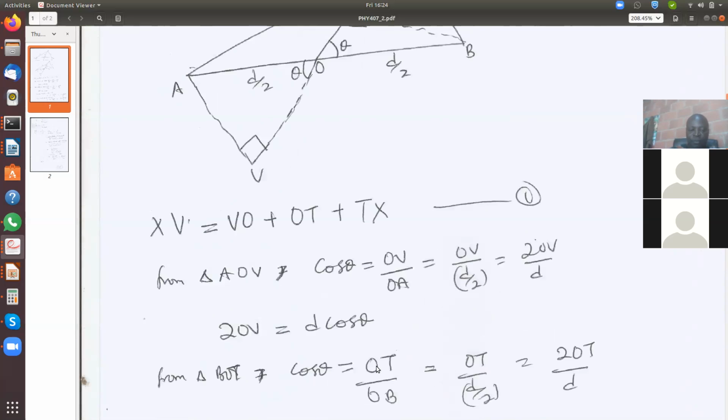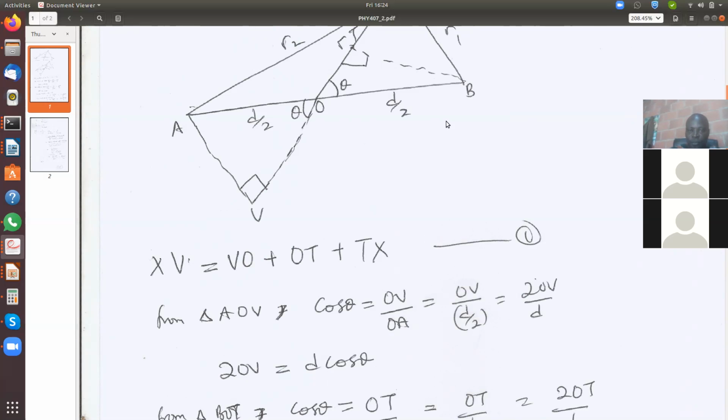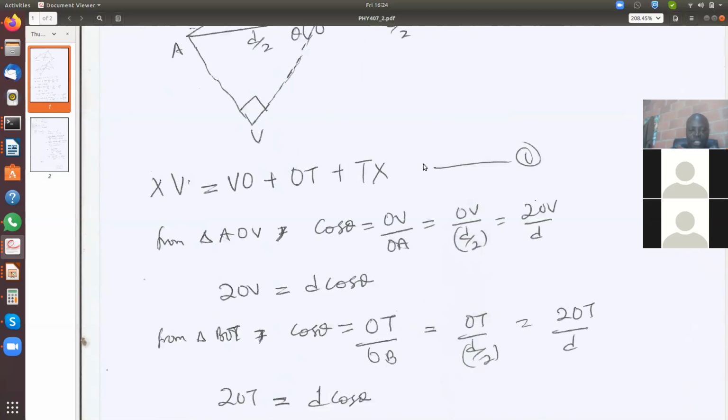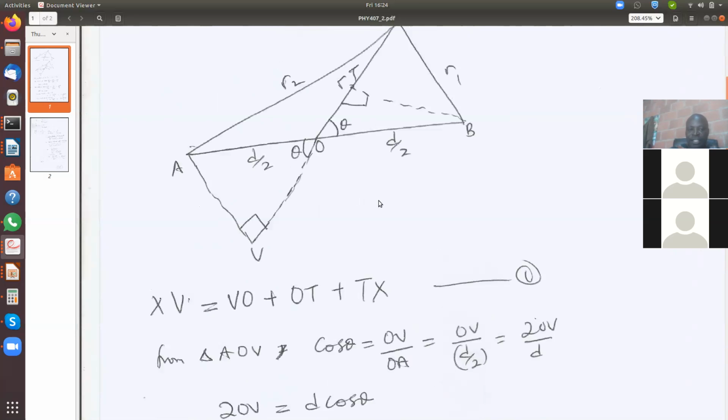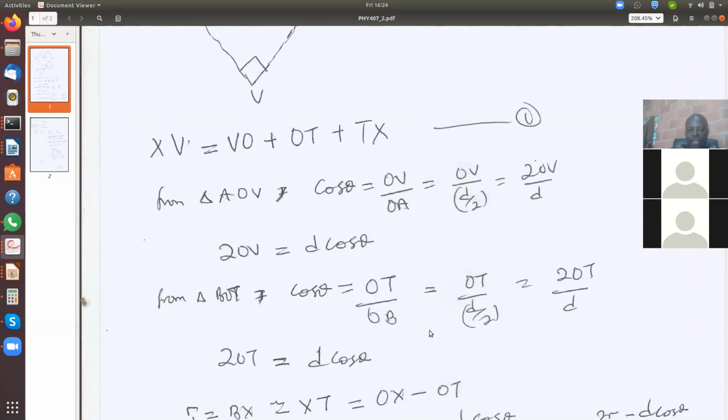If you do the same thing for this point, BTO or BOT, you have something like this as well. OT is adjacent to the theta, and OB is the hypotenuse. So you see that at the end of the day, you have OT equal to this cos theta, so these two things are equal.